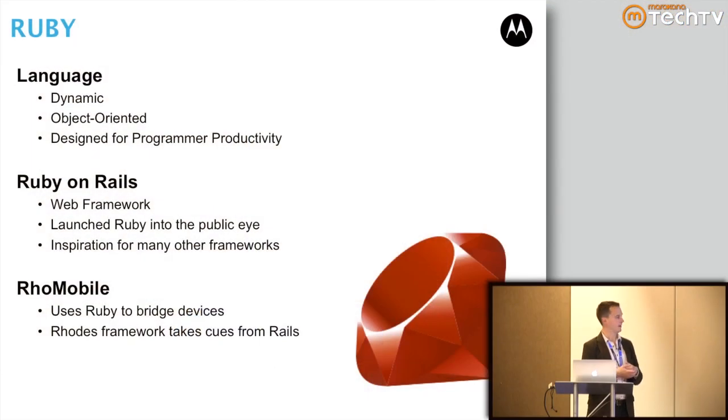The reason you're probably here is for the RhoMobile track, because it relies heavily on Ruby and can use Ruby in a lot of really cool ways. I'm not an expert in RhoMobile or Rhodes, though, so you're going to have to talk to the other guys about that. But what I like about it is it gives you the flexibility of Ruby. It takes some cues from the Rails structure and lets you do some really cool things with it.